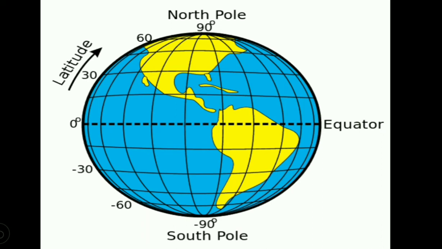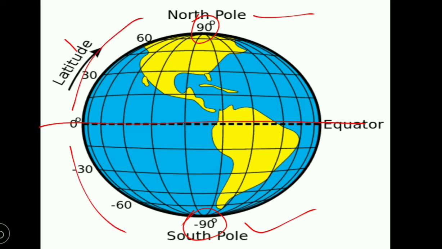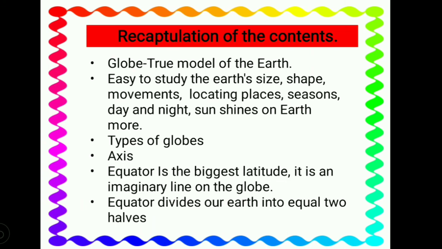This is the north pole and south pole. These are latitudes that measure 90 degree, and this is the equator. It is the basic measurement line. It divides our earth into two equal halves. This is the northern hemisphere and this is the southern hemisphere, and these latitudes are parallel lines. They never meet each other, and from the 0 degree to north or 0 degree to south, the latitude measurement is in decreasing order. So this is all about the globe.